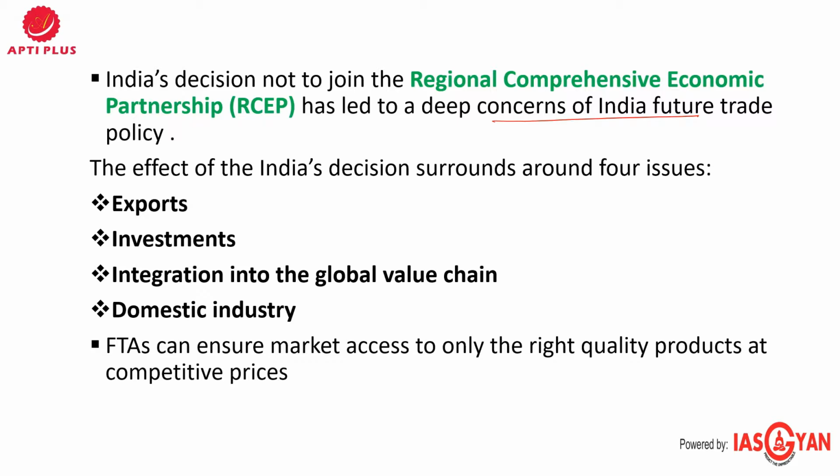मैं हर sector wise आपको बताने की कोशिश करूँगा, and कुछ question wise मैंने इसमें तैयार किया है आपके लिए, so that you get the clarity of that. So पहले बात करें the effects of India's decisions surrounding the 4 major issues. So the first is the export, the second is the investment, third is the integration into the global value chain, that is called GVC. Okay, you must be aware of the GVC. And the fourth is the domestic industry. Okay, these are the important 4 issues. And FTA can ensure market access to only the right quality of products at competitive prices. So it is very important that the price being introduced in the global market is competitive enough so that the end consumer is getting the best out of it, right?